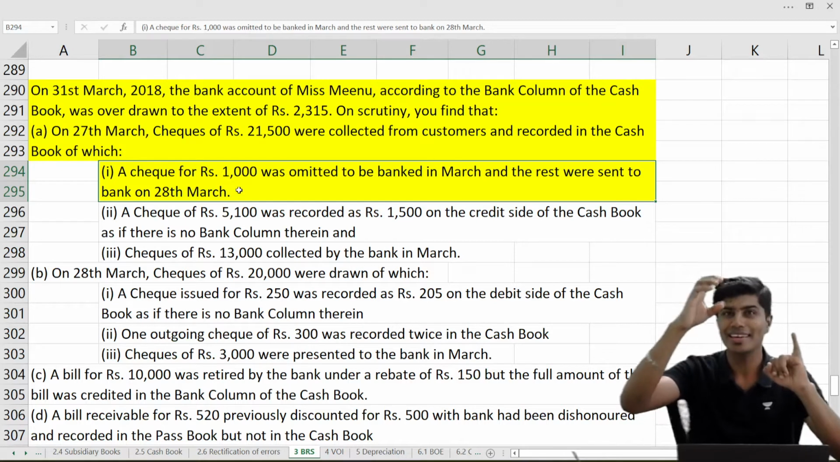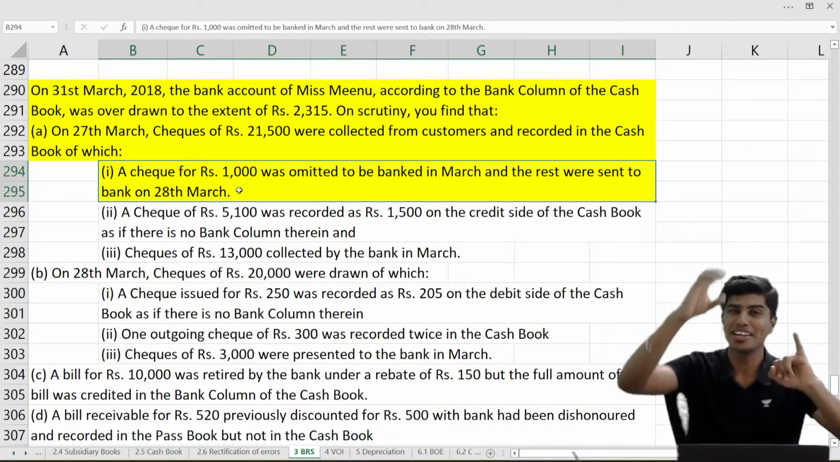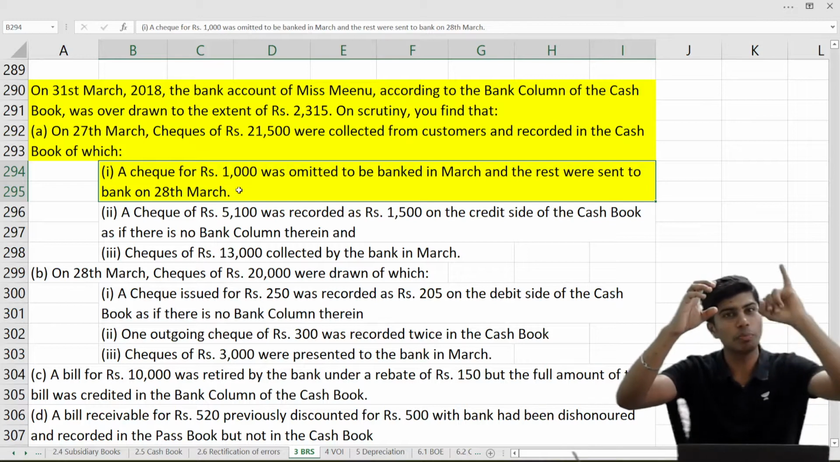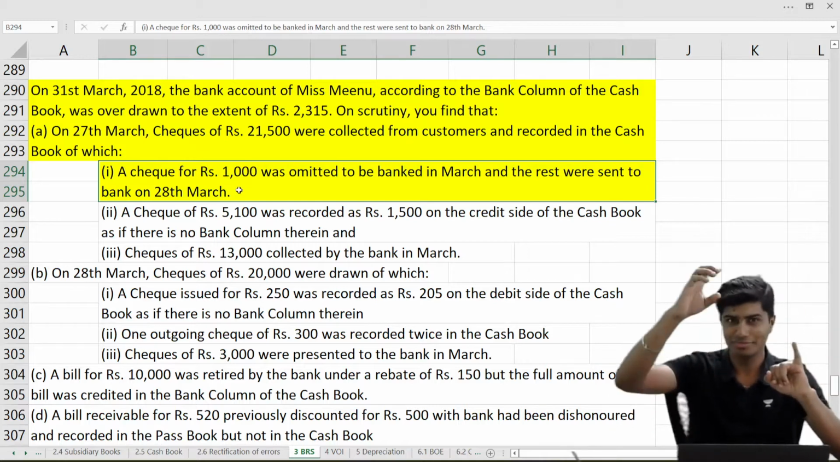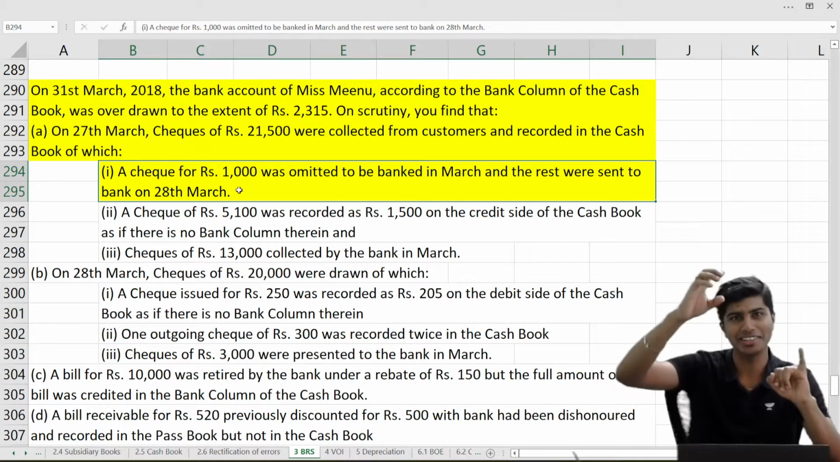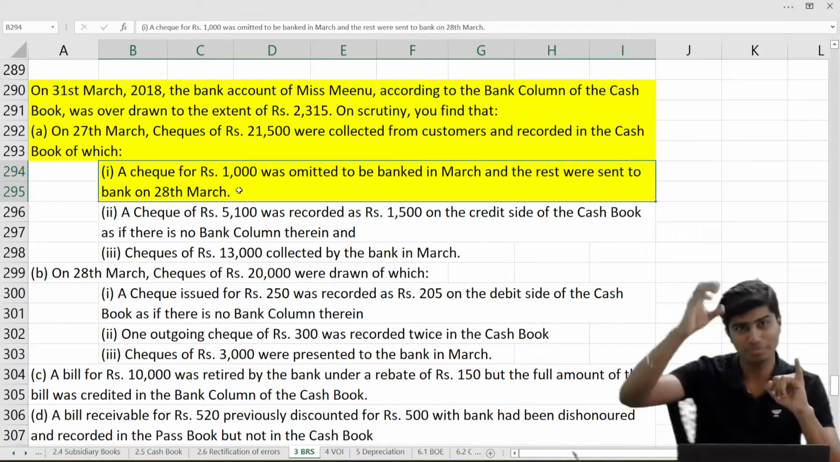Now my question is, can you see the P? Are C and P on the same line? The answer is no. Cash book is more than passbook. In order to keep them on the same line, either you would have to P up or you would have to C down. Either passbook should be added or cash book should be deducted. Where are we making changes? We are making changes in cash book. So we have to reduce it.